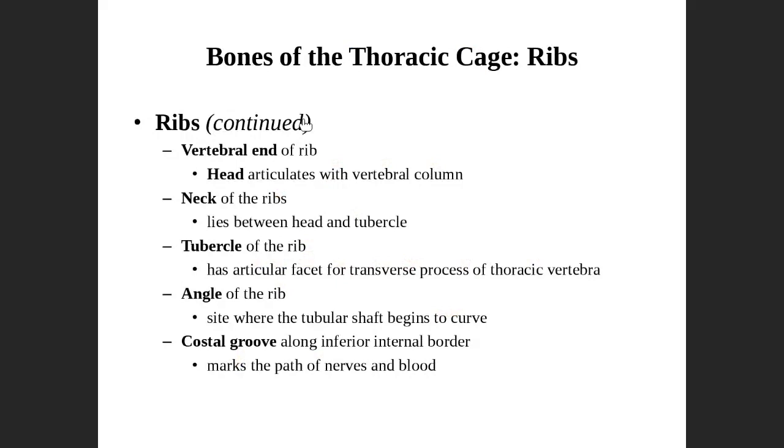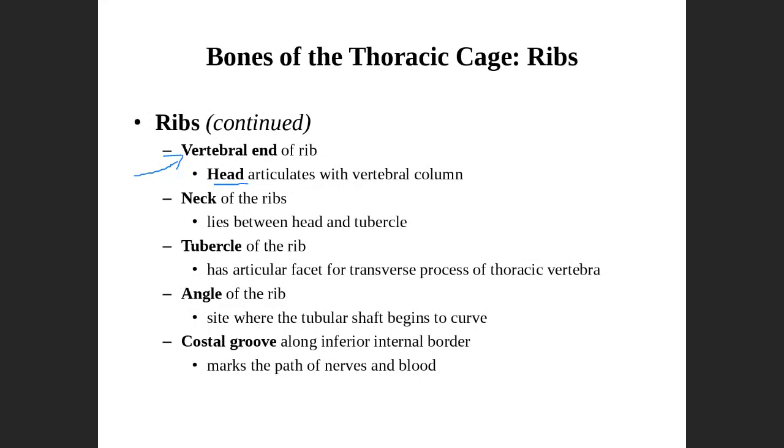So we're going to talk about these structures right here: the head, the neck, the tubercle, and that'll be it for what you need to know. You do need to know that the end of the rib that has the head on it is known as the vertebral end. And then the other end of the rib is going to be known as the sternal end. I'll show you a picture there.